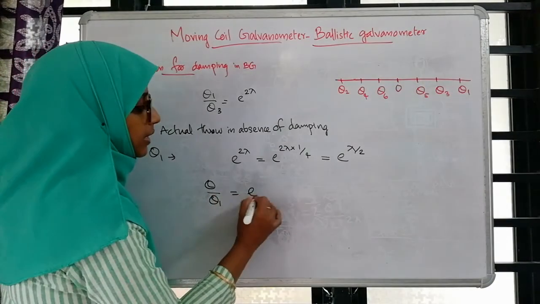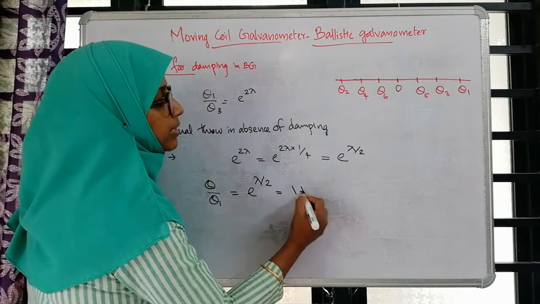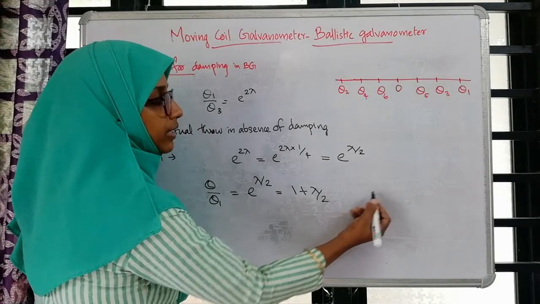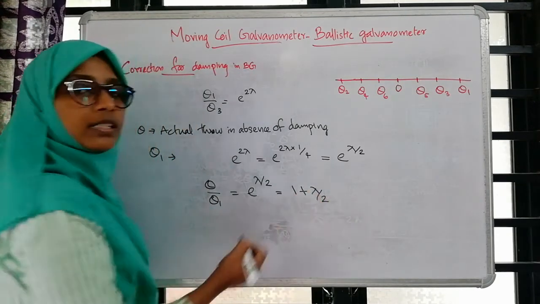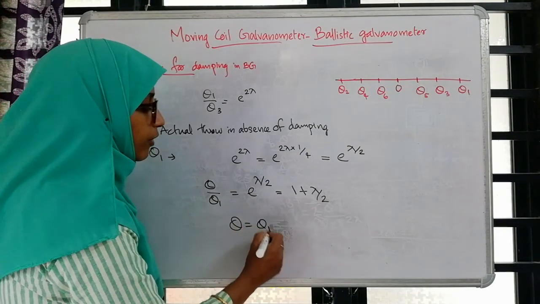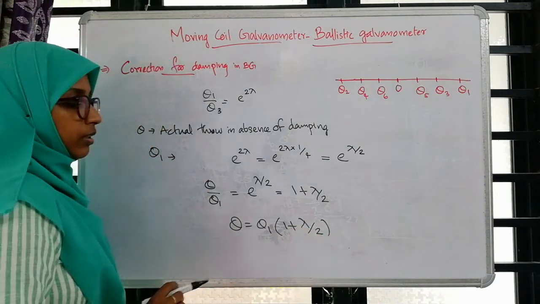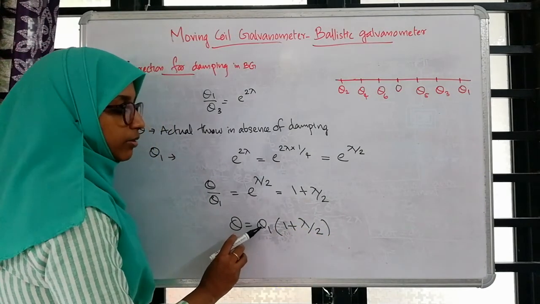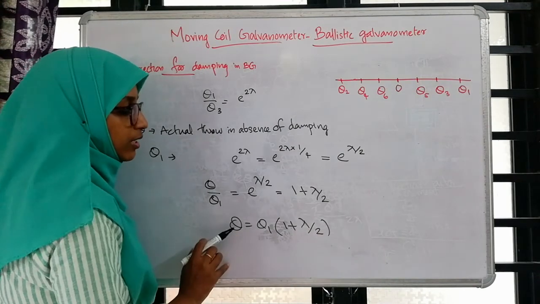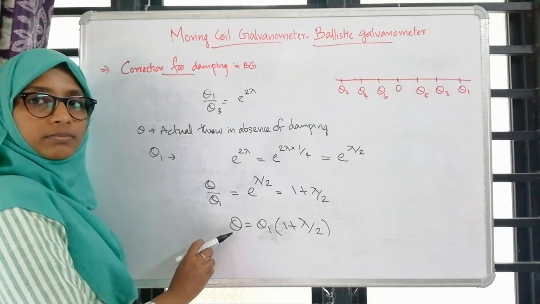We can represent it as e raised to lambda by 2, and I am going to expand it as 1 plus lambda by 2, and there will be some other terms. We can neglect the higher terms since these are already small corrections. So, theta is equal to theta 1 into 1 plus lambda by 2. This is the first throw which we are observing in the presence of damping. So, we can use this equation to substitute the correction of damping in the original equation.